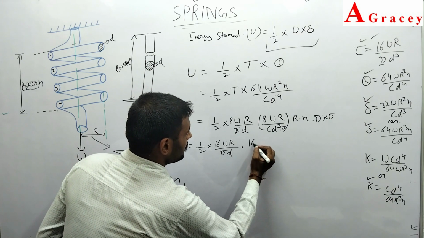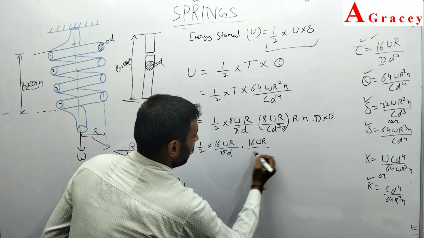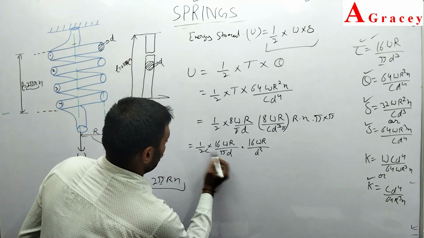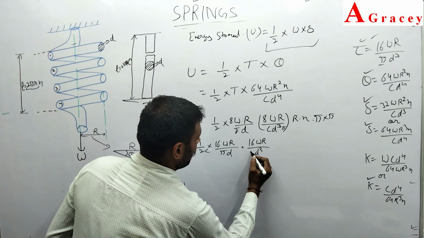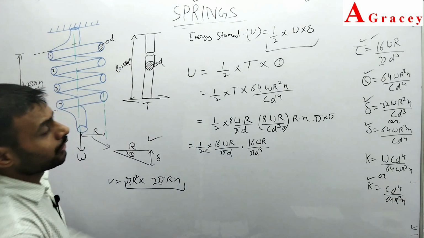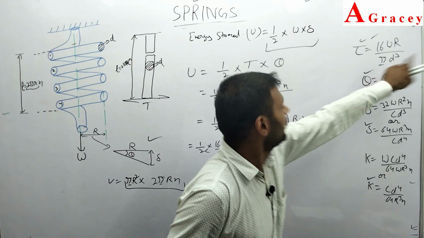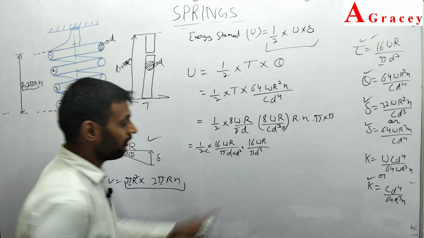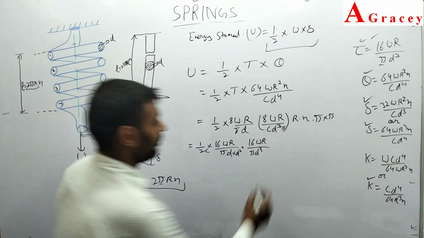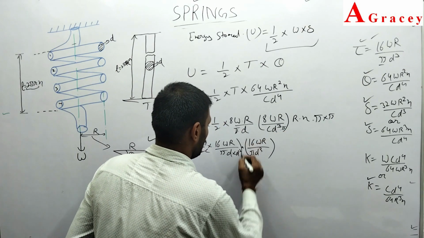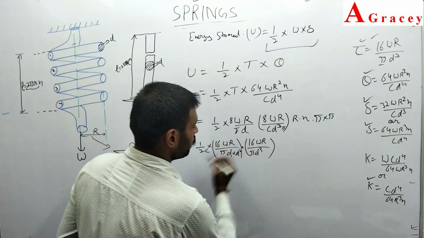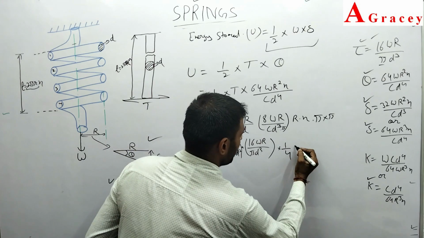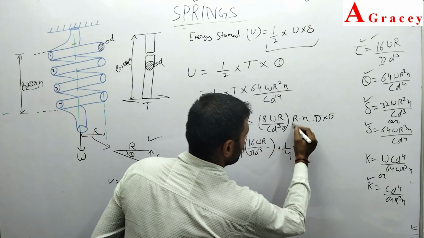Similarly 16 W R upon C d cube. Okay, I am taking C outside here, and pi d. You know that here pi d cube is required, so I am multiplying by d square and dividing by d square here, and multiplying d square here to equate this. To equate this, and 2 to 4, it means 1 by 4 is also needed here, and d square is also needed here, and the rest of the term is this one.